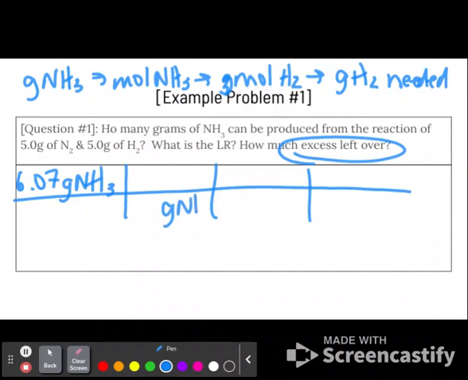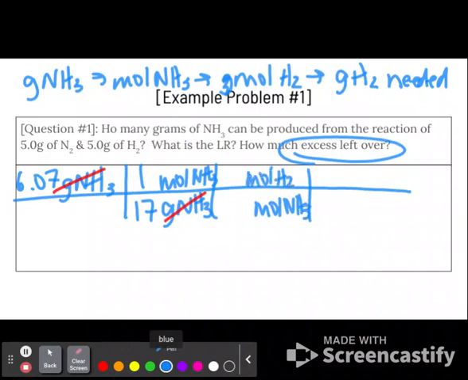So we're going from grams of NH3 to moles: 1 mole for every 17 grams. Get rid of our unit there. Then we're going from moles of NH3 to moles of H2, mole over mole, so we get them from the balanced equation. And then we go from moles.